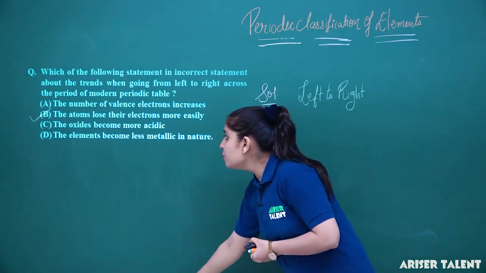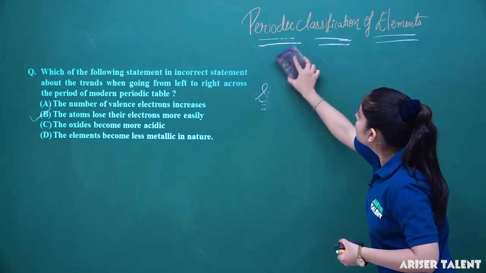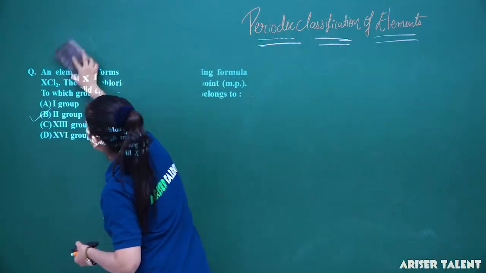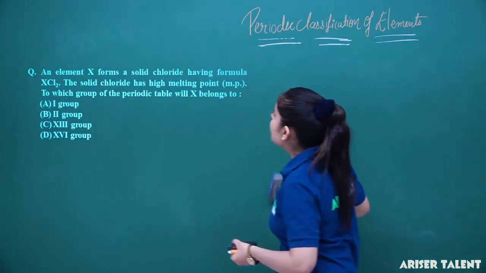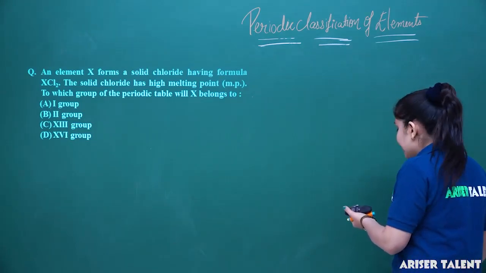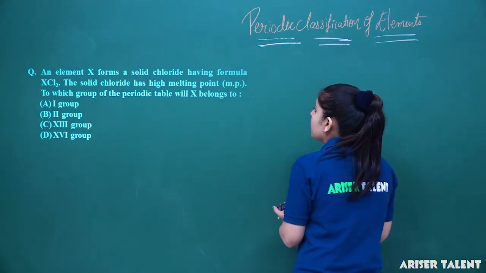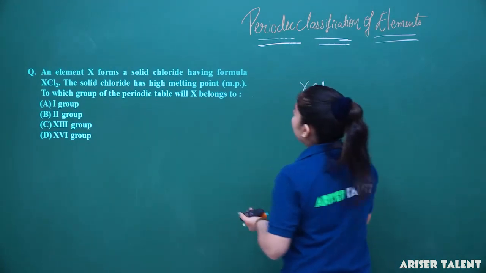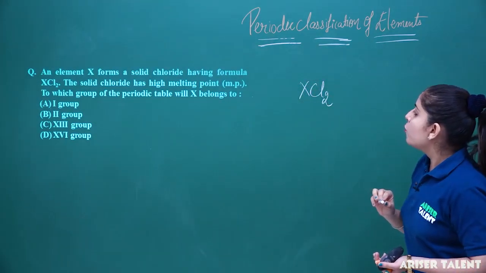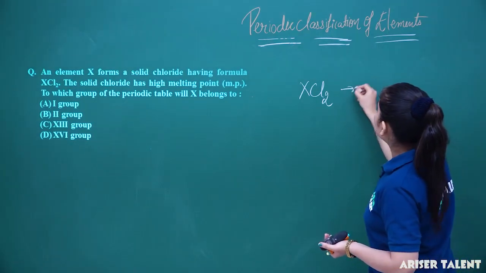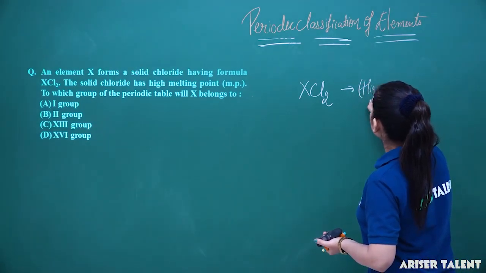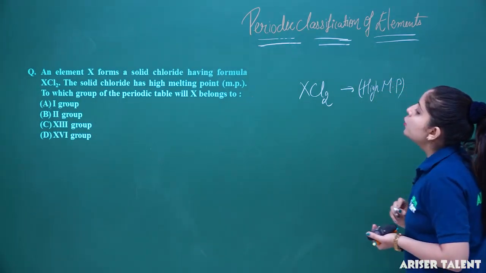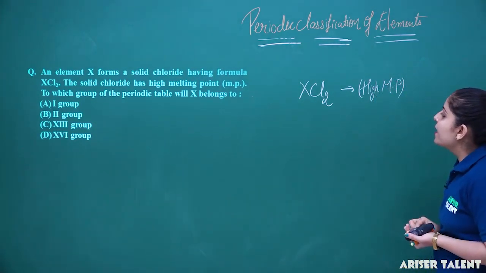Now let us move to the next question. We have an element X that forms a chloride having the formula XCl2. The solid chloride has a high melting point. Then to which group of the periodic table does X belong?